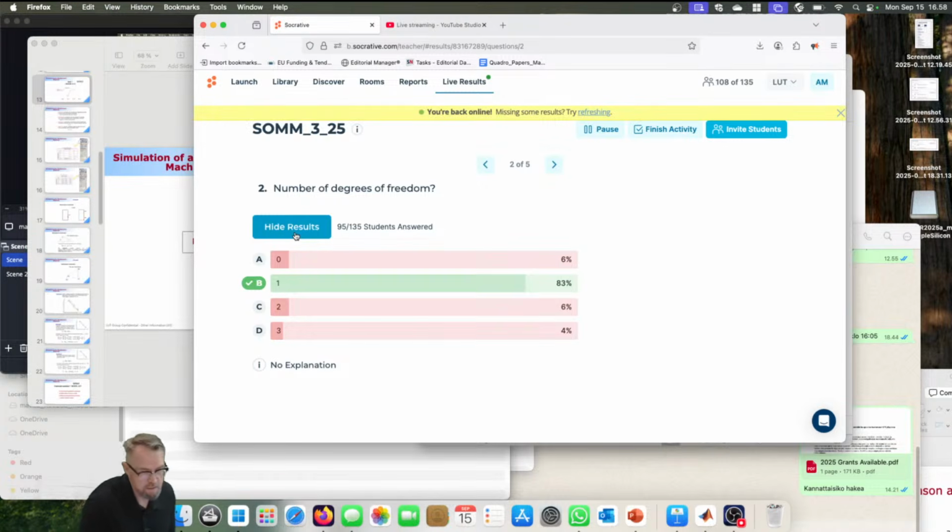Okay, so the majority are doing this correctly. Some of you are thinking that it's going to be a 0. Some of you are thinking 2. That's like 2 moving bodies, but that's not what I asked. And some of you are thinking 3, as everybody needs 3 generalized coordinates. Maybe I have repeated that too many times. That's possible. Okay, then the next one.